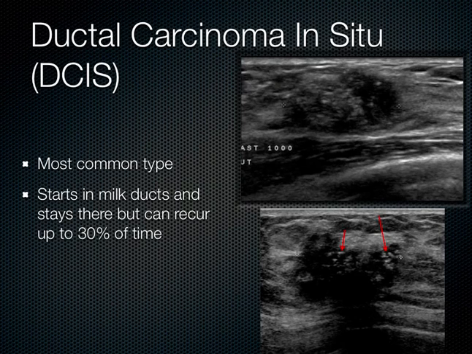Now this is the most common type of breast cancer. It's called ductal carcinoma in situ, or DCIS, and it starts in the milk ducts and usually stays there, but sometimes it can recur, up to 30% of the time. These red arrows indicate the microcalcifications, and note how readily they are seen here. It's by far more common than the other type of carcinoma called lobular carcinoma in situ, and more importantly, it should be distinguished as a clearly malignant lesion, which these are.